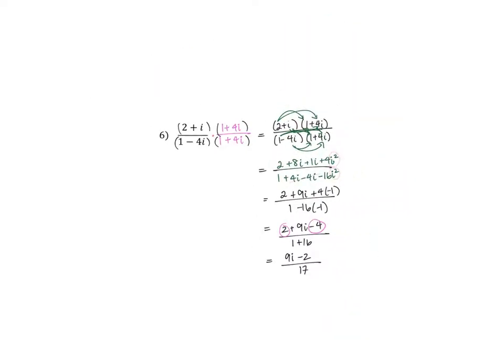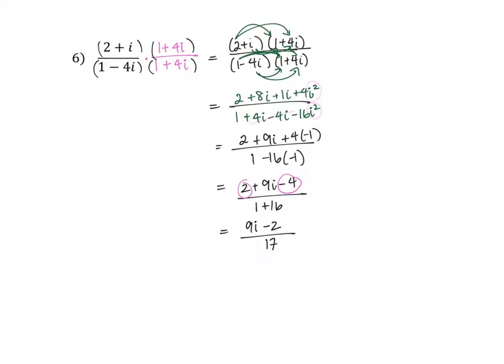And so from here, I can leave my answer like this, because in this case, the bottom here no longer has any i's. So no more imaginary numbers. And I can't combine these on top because 9i is an imaginary number. Negative 2 is a real number. They're not like terms, so I can't combine them. And so that's all I can do.